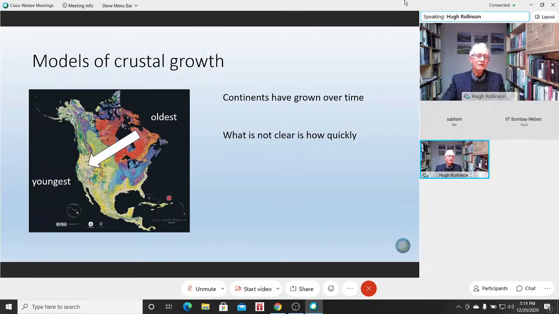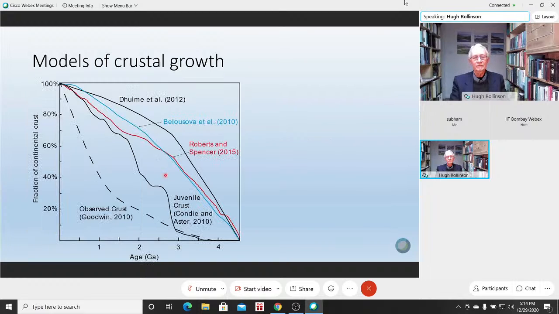And so we have from here a very simple example of the fact that the continental crust has grown over geological time. And what we need to try and ascertain is to what extent and how rapidly this has grown, and how the continental crust has grown over Earth history. So in this diagram here, I'm showing you some of the different ideas that people have about how the continental crust has grown over time.